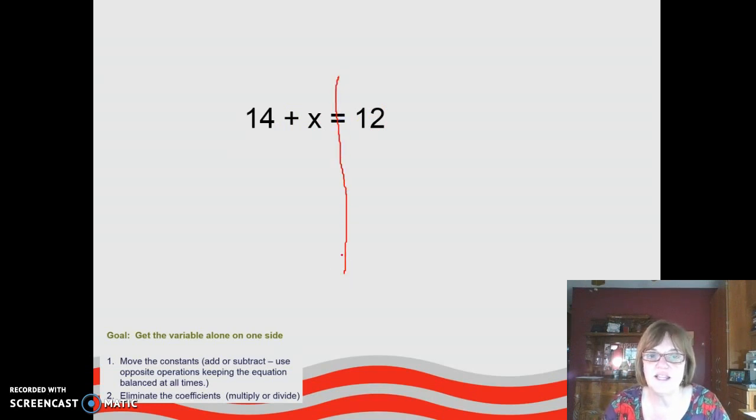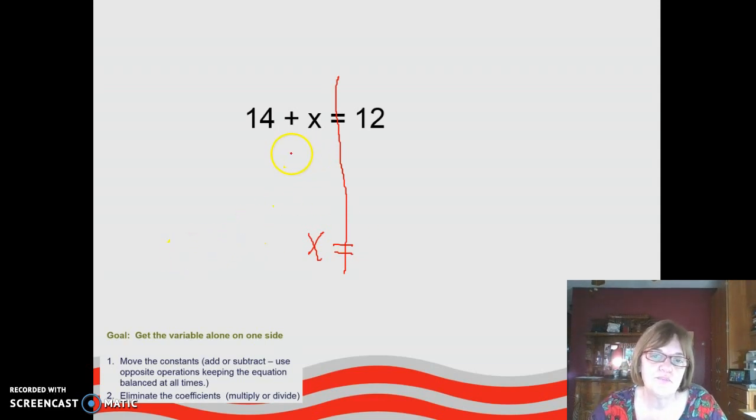Now, one of the things I like to do, and a lot of math teachers like to do, is just draw a line. Keep a focus on that equals. Always keep both sides the same and always do the same thing to both sides. So I want that x to be alone. That's my goal. I'm going to put that down here: x equals something. Get the variable alone on one side, just one x equaling some real number.